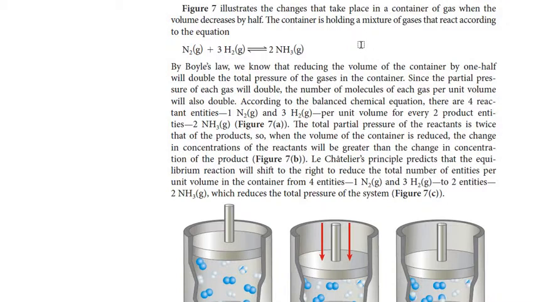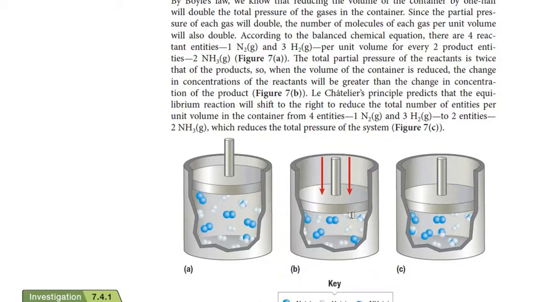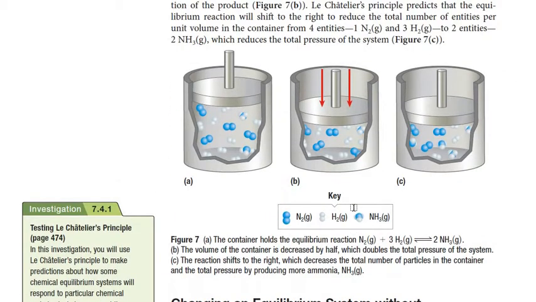Le Chatelier's principle predicts that the equilibrium reaction will shift to the right to reduce the total number of entities per unit volume in the container from 4 entities to 2 entities, which reduces the total pressure of the system. So as you see here, since the volume changes, the pressure changes as well. Here we have 3 pictures, A, B, C.